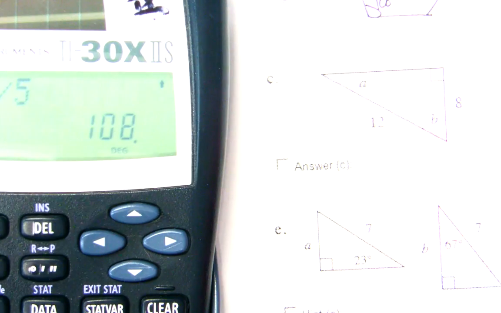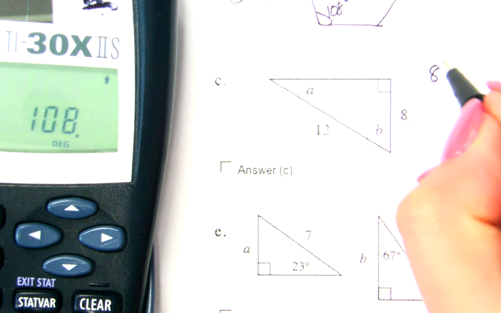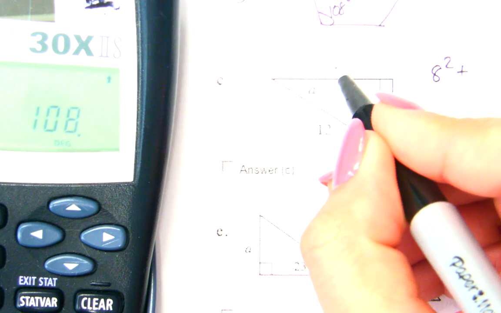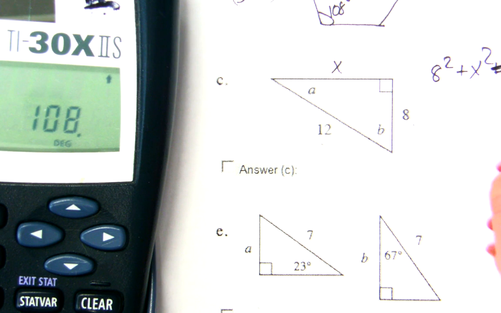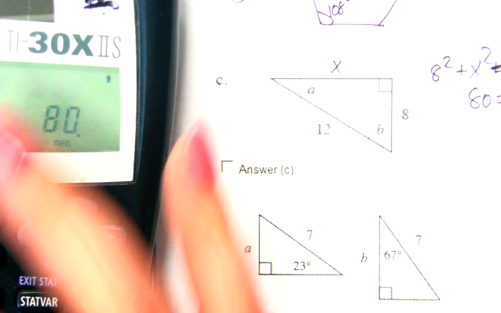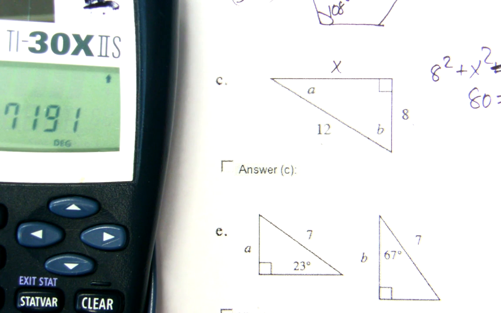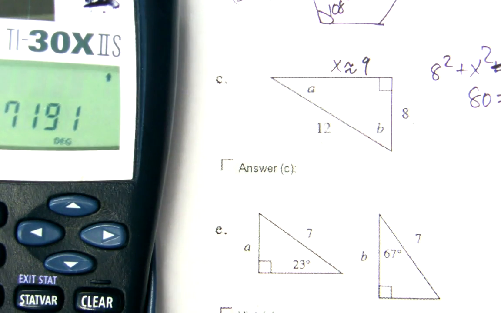So this is 12, this is 8, right? So let's see, 8 squared plus, I'll just call it x for lack of a better name, equals 12 squared. So 144 minus 64, that's going to give me 80 for x squared. And the square root of 80 is 8.9. So somewhere around 9, let's just say.